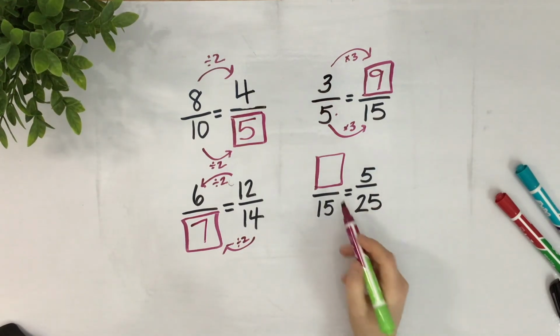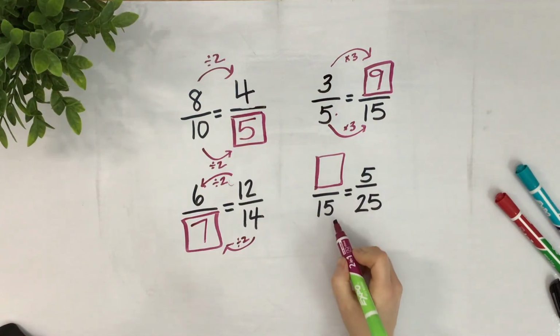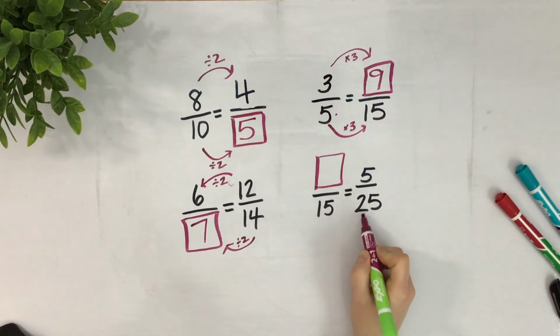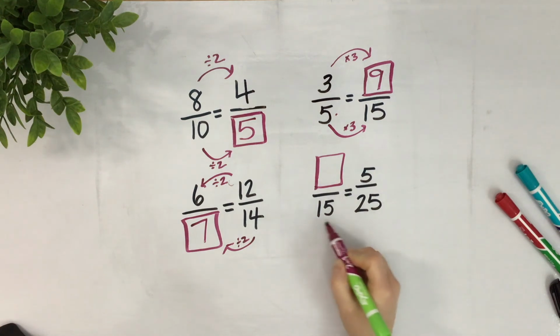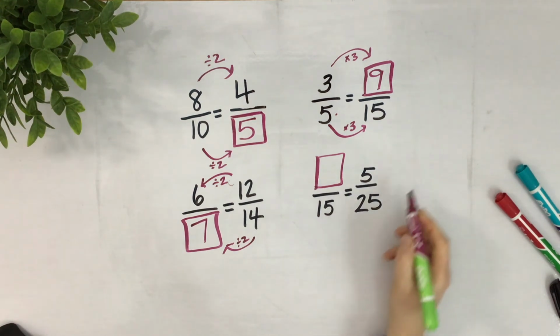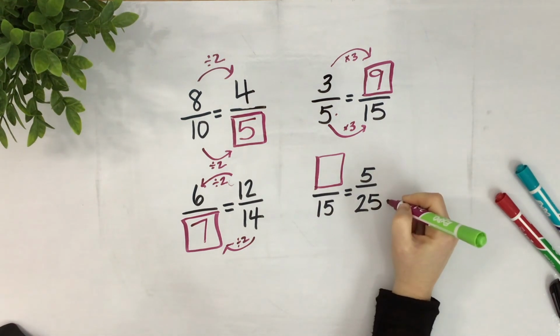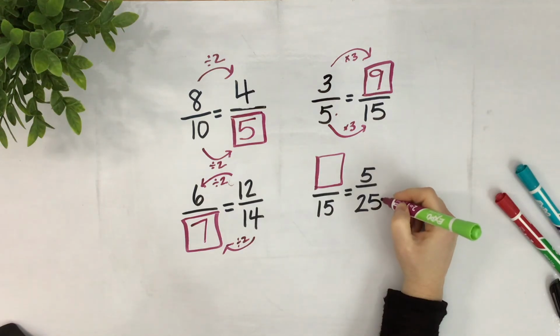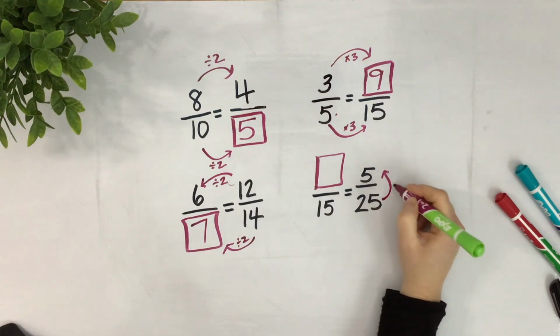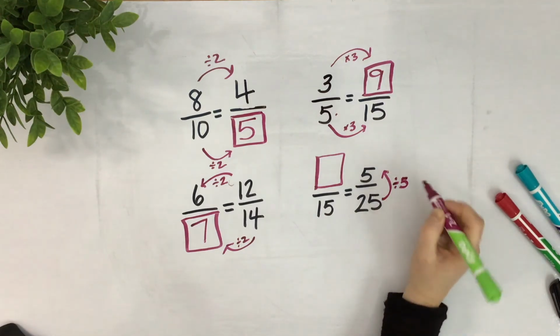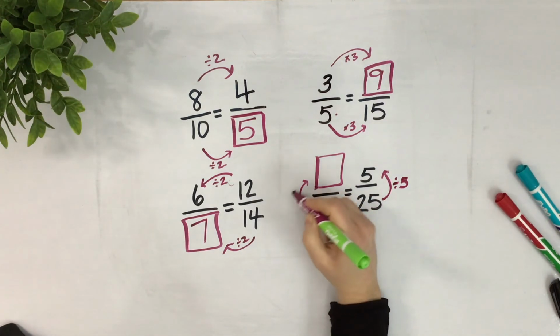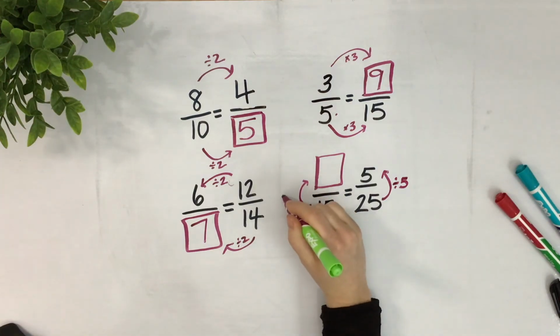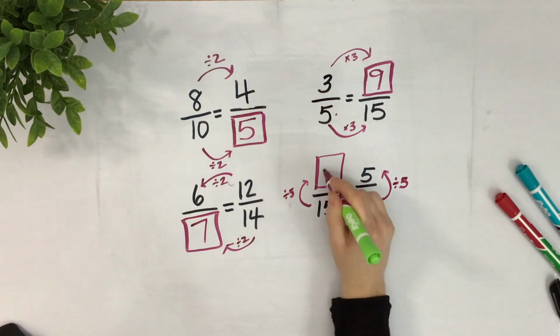Here, I can't find a whole number to multiply or divide each of these numbers to get one or the other. So I'll look at my numerator-denominator relationship in the whole fraction that I have. So I see that to go from 25 to 5, I'll need to divide by 5. So let's do that on this other side. Oops. Divide by 5. 3.